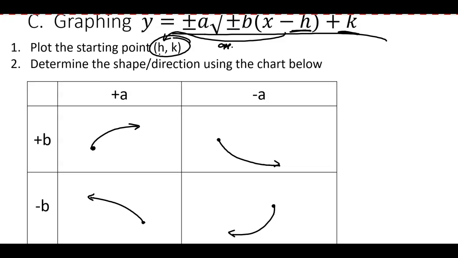All right, so I think we have enough information to get a pretty decent graph. We have starting points and we have directions, and then we can start graphing some stuff.